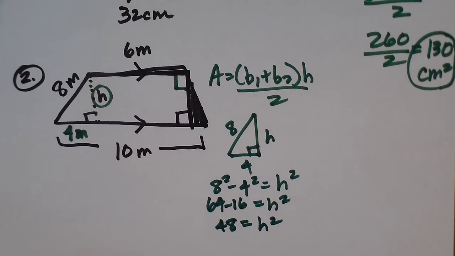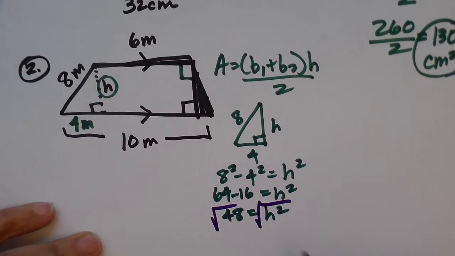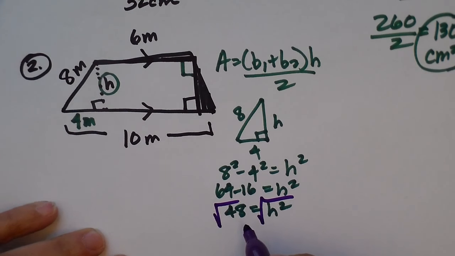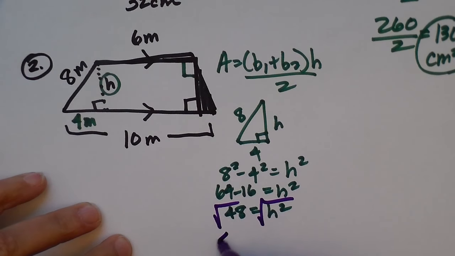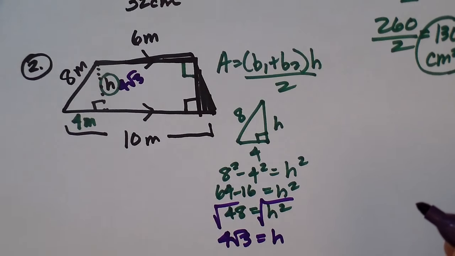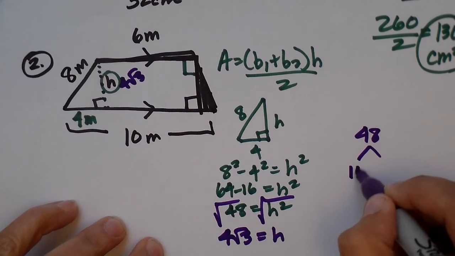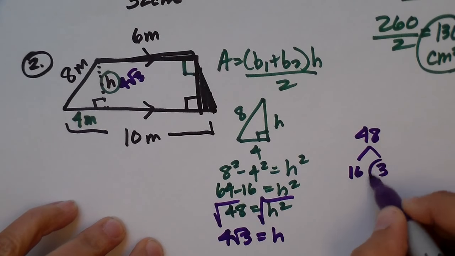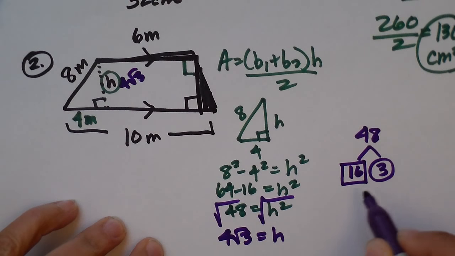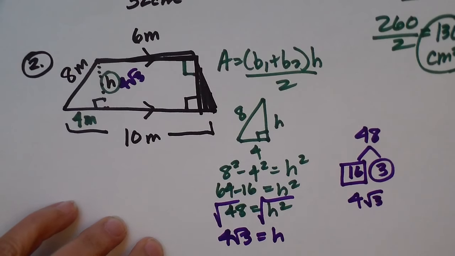And then what do I do to both sides to find h? I take the square root. And once I take the square root of 48, that's going to be 4 square root of 3 equals the height. So my height is 4 square roots of 3. How did I get that? Well, 48 is 16 times 3, right? 3's prime. 16 is a perfect square. Do you remember that? What's the square root of 16? 4. Square root of 3 is square root of 3. Okay, so that's my height.